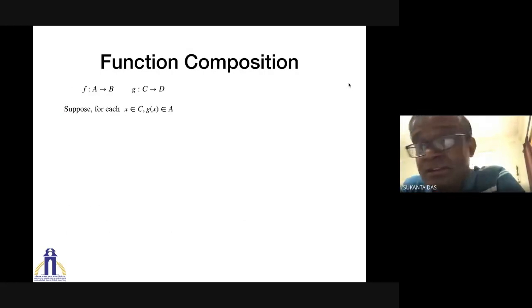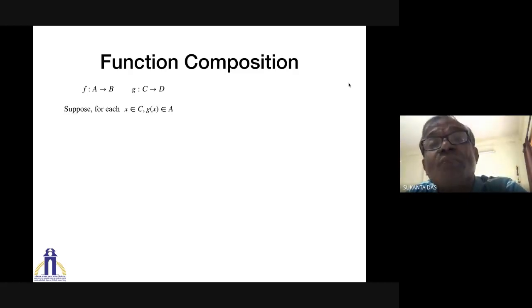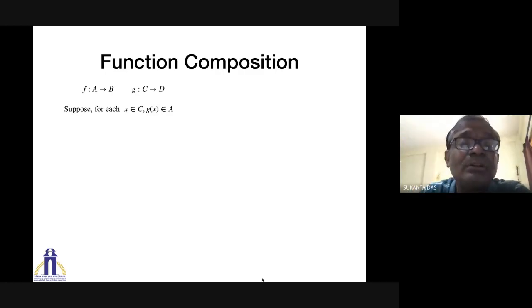So we are coming to now a new concept. I mean, the next concept is function composition. Suppose two functions f and g are given, right? f and g, these two functions are given.